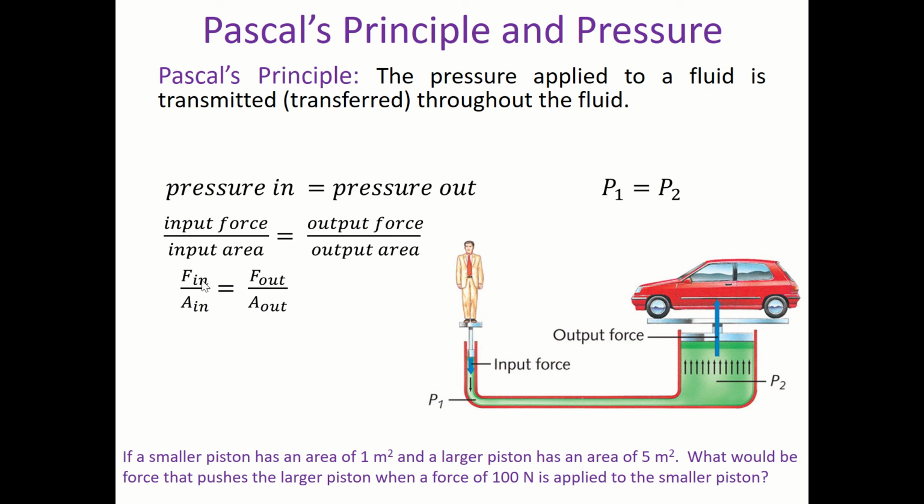So again, 100, 1, and 5. So what would be the output force? In this case, the output force would equal 5 multiplied by 100 divided by 1, that would be 500. Oh wow, this is amazing. It means that I put a force equal to 100 newtons, but I get a force equal to 500 newtons. Is this amazing? You put a small force and you get a large force. That's why Pascal's principle is amazing, because you can carry a heavy object by putting a small force.